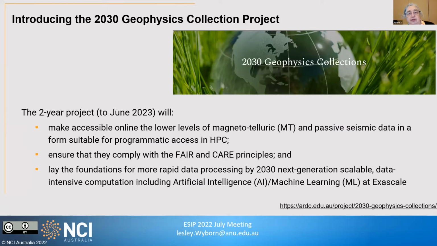Now, I've just recently got some funding with some others for the 2030 Geophysics Collection Project. And it's really interesting because we're actually being asked to investigate what we think we need our data to be like in 2030, not what you're doing now and what people want. And so we're making accessible online the lower levels of the MT and passive seismic data suitable for HPC, ensuring they comply with FAIR and CARE, and we're exploring, well, if you're going to have exascale computers, what does that mean back to the data? And I take all aspects of the data, including credit for the funders and the people who created it.